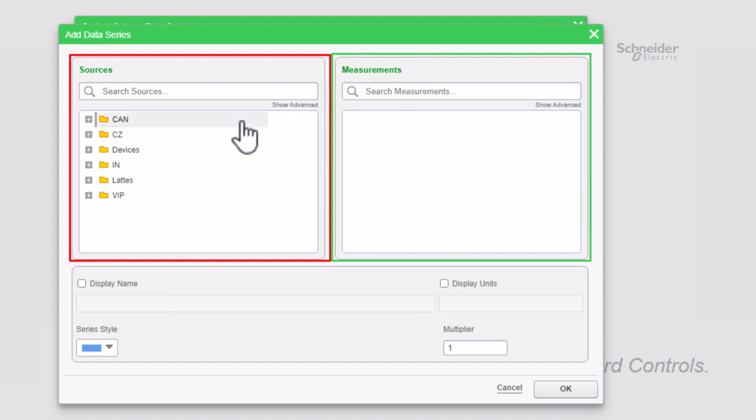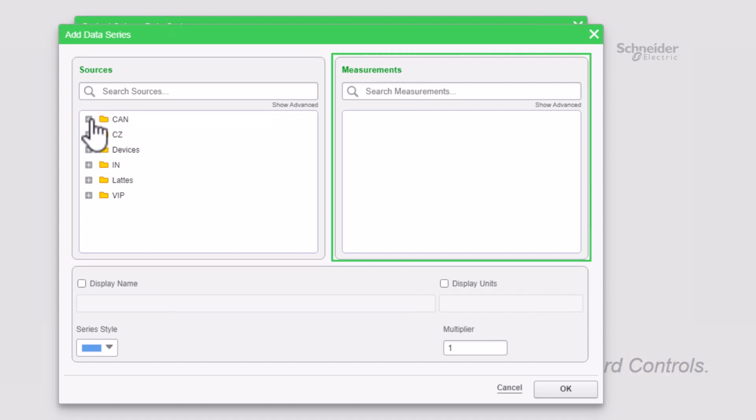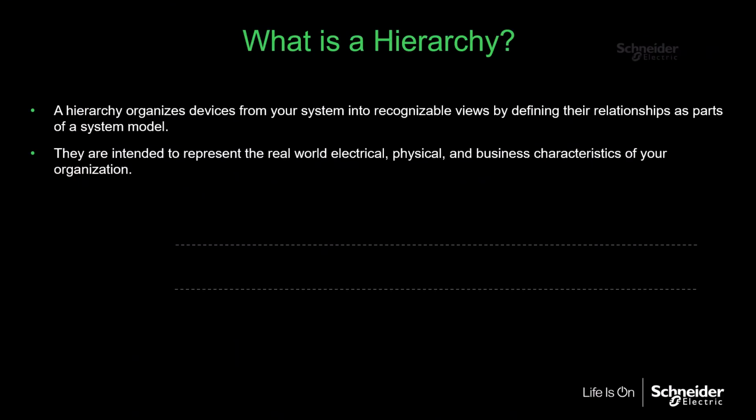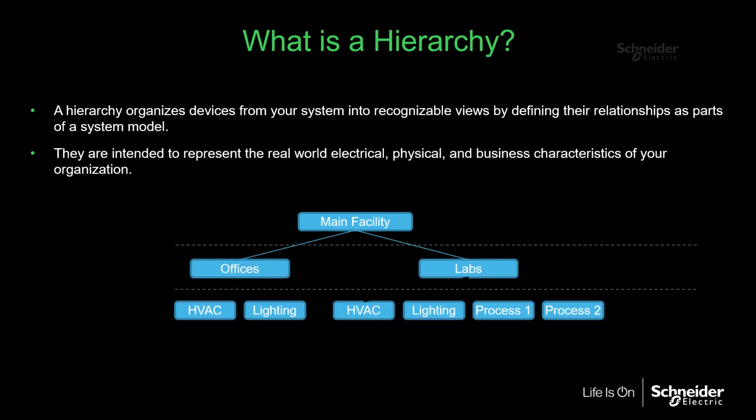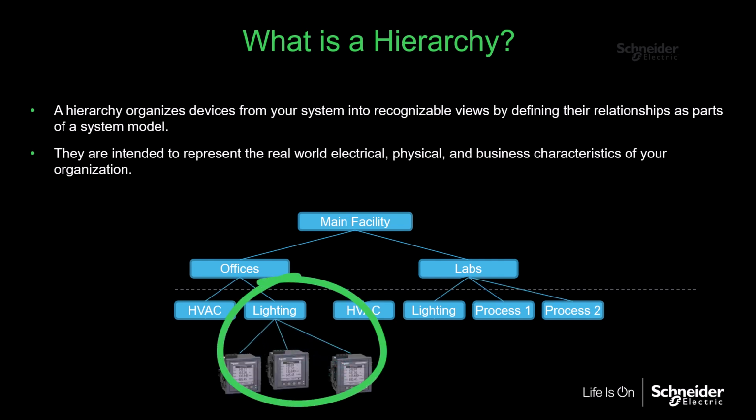Sources are organized depending on whether you have configured hierarchies in advance. Hierarchies can be defined as groups of devices. For example, if you have 3 meters that measure the energy usage of the light bulbs in your office and you want to know the total energy used by lighting, you need to group your 3 meters. That's an example of a hierarchy.